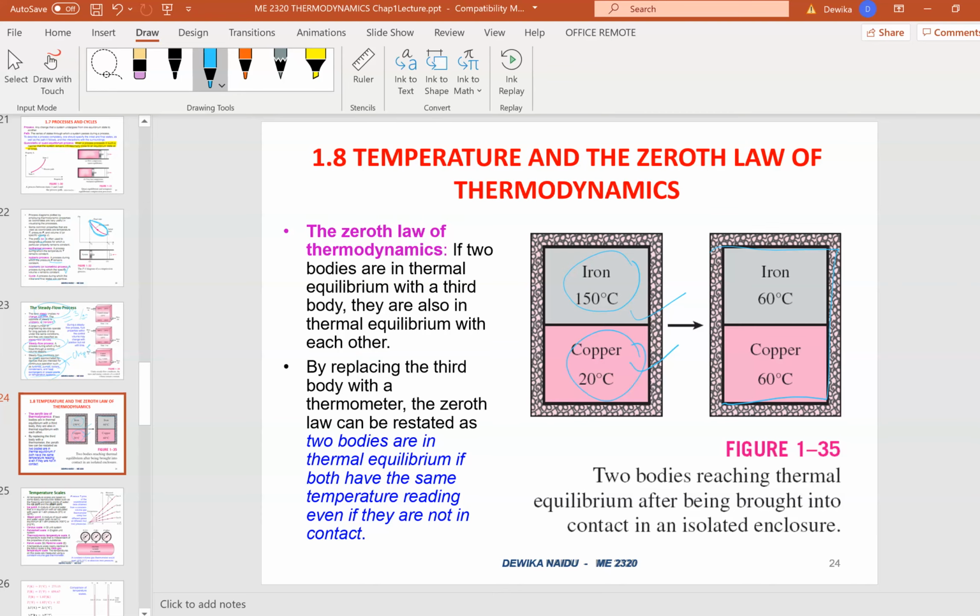And let's say you replace the third body with a thermometer, you stick a thermometer inside here. The thermometer will also attain 60 degrees at the end of the day. So this is what it says by the Zeroth Law of Thermodynamics.